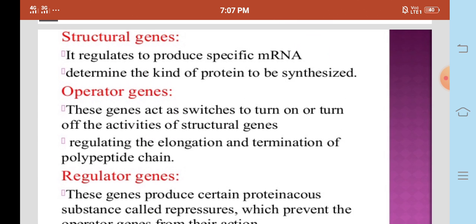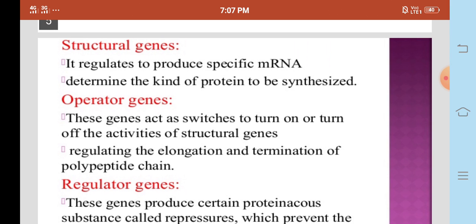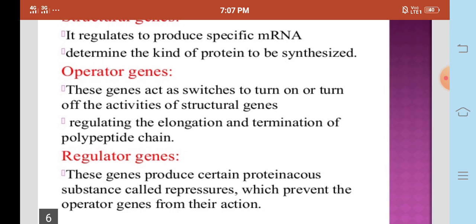Structural genes. Genes are of different types. First we are going to discuss structural genes. They regulate the production of specific mRNA. mRNA means messenger RNA. It determines the kind of protein to be synthesized.